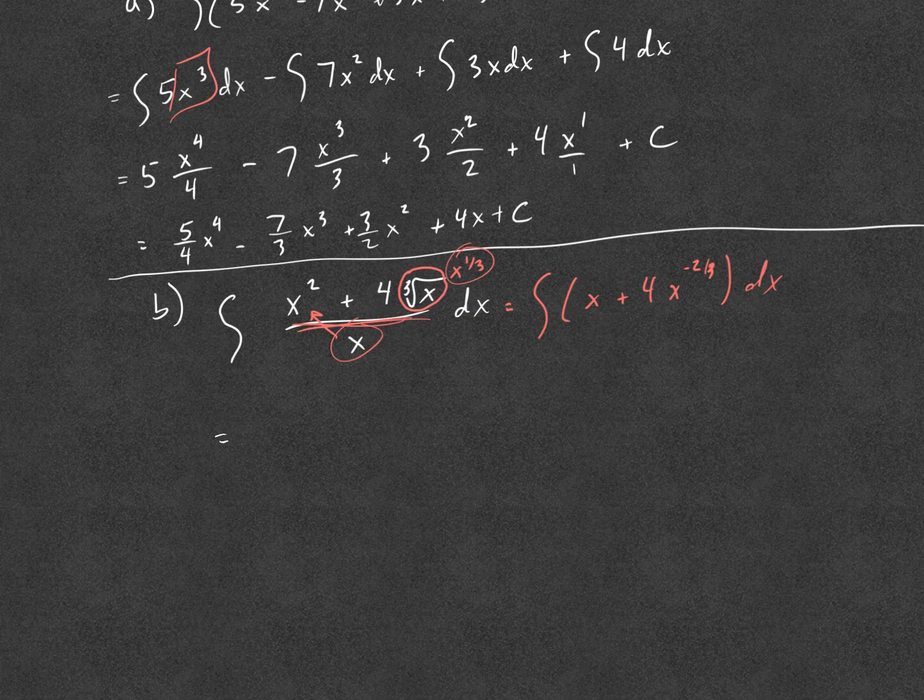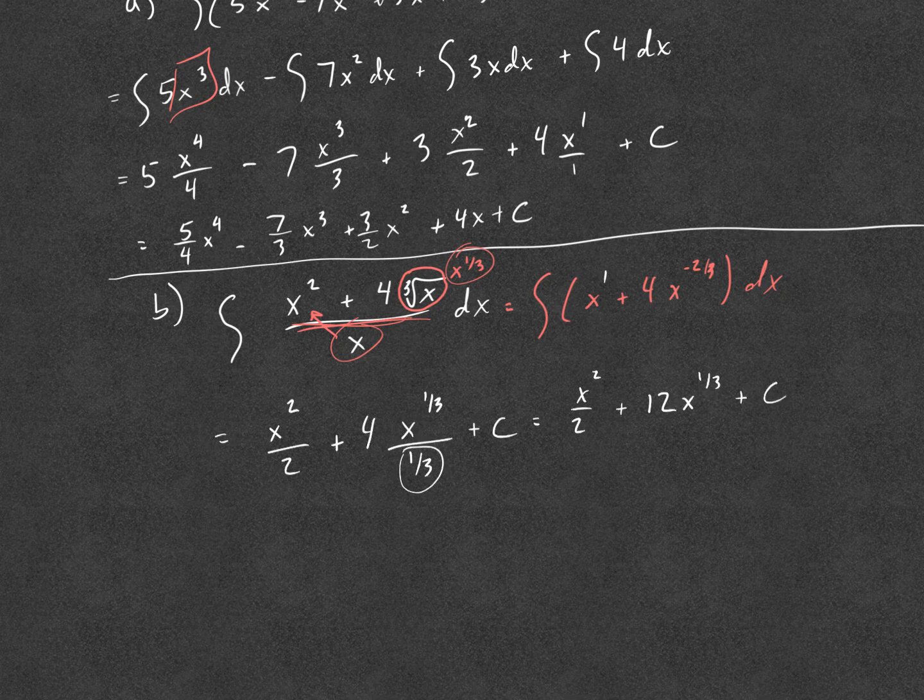Our next step is to take the antiderivative. X to the first power becomes x squared divided by 2. Add 1, divide by the new, and plus 4. Even though that's a fraction, I can still do it the same way. X to the negative 2/3, add 1, or add 3/3, is positive 1/3, divided by 1/3. That looks ugly. Plus a constant. Final step: x squared over 2 plus, when I clean this up, dividing by 1/3 comes up as multiplying by 3. So we get 12x to the 1/3 plus a constant c.